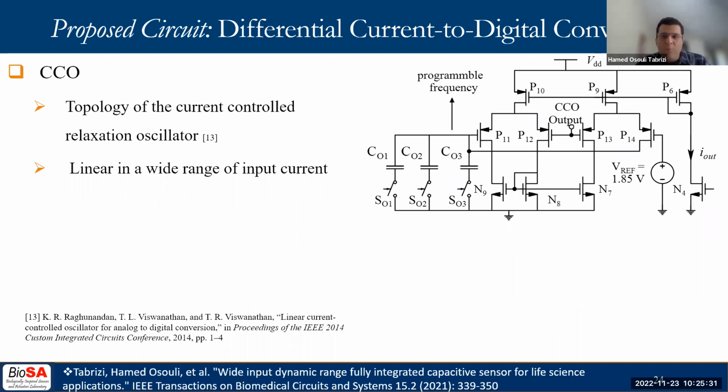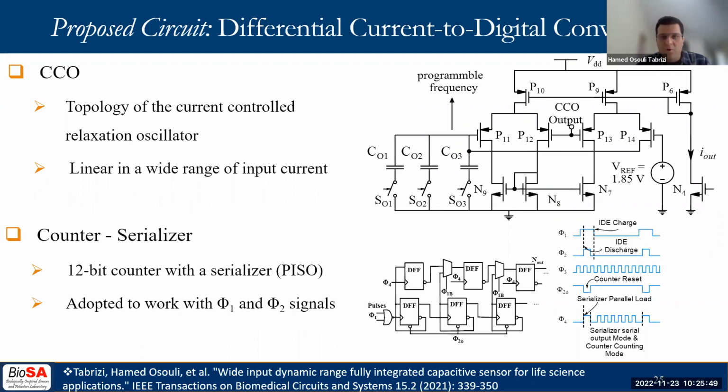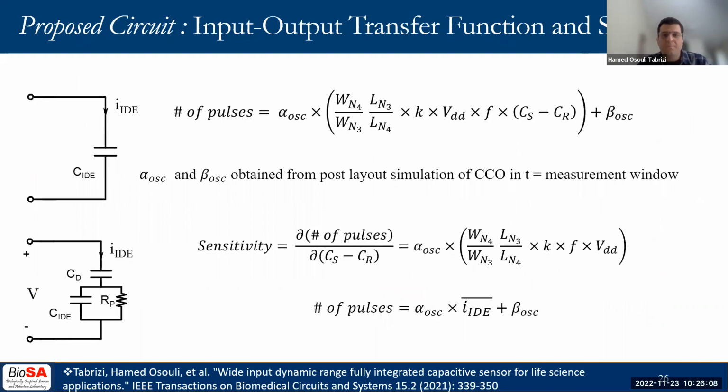To create digital output from the analog differential output, or I-out, a current controlled oscillator, or CCO in short, has been used. The input of the oscillator is I-out of the eCBCM. The topology of the CCO has been adopted from literature. Then a counter serializer is used to generate a serial digital output by counting the number of pulses generated at the output of the CCO in a given time window, which is governed by Phi1 and Phi2 signals.